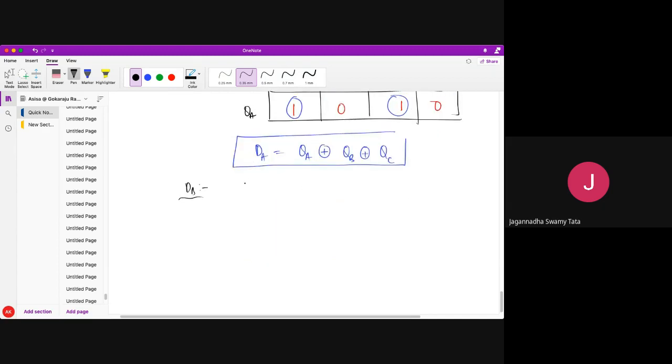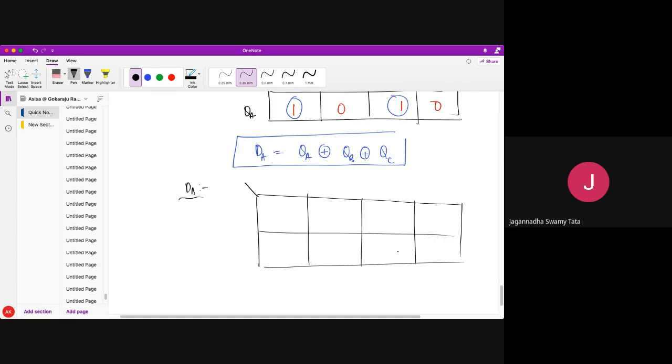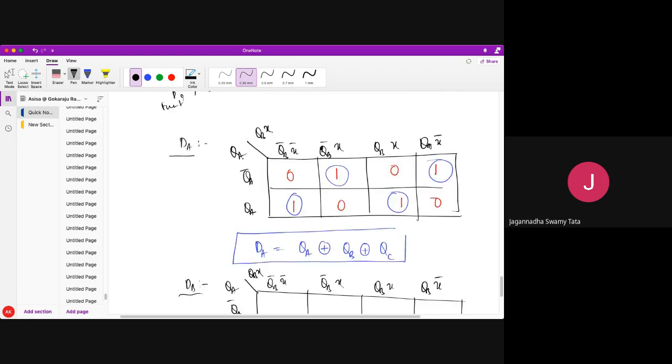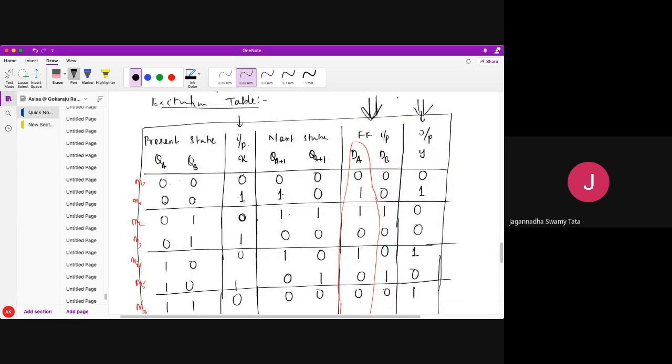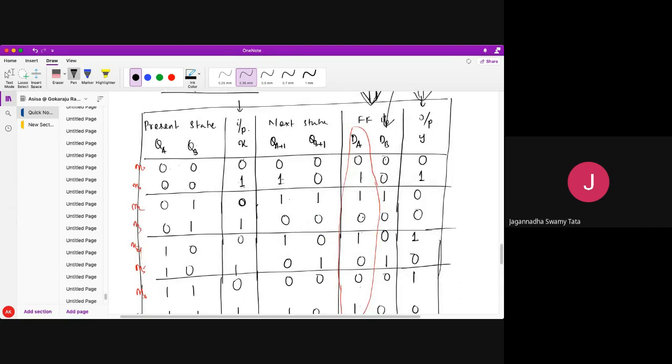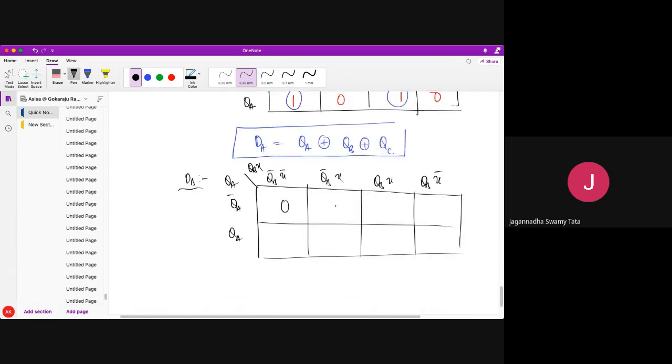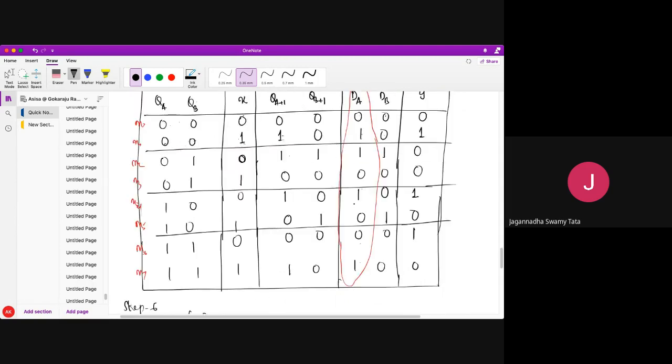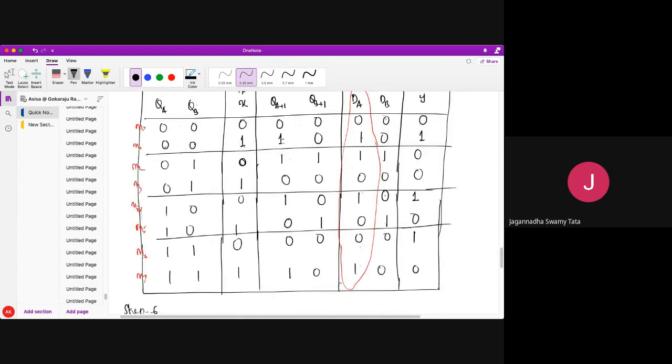Again, it has three inputs, a 3 variable KMF. I'm just doing it for the 8 cells. This is my QA, QBX, QB bar X bar, QB bar X, QBX, QBX bar. Okay, QA bar, QA. Okay, so now we can have this. We will see this DB actually. This one is 0010, so we just have to put 0010.